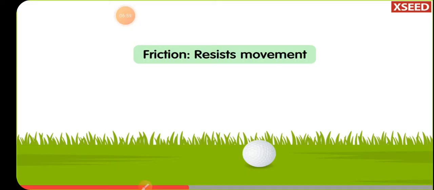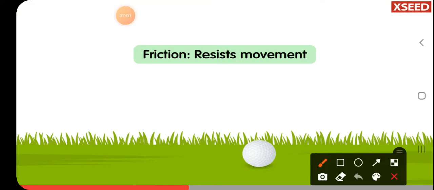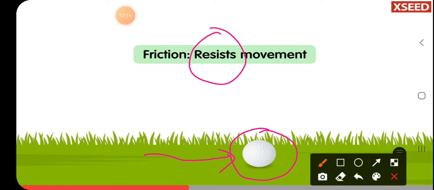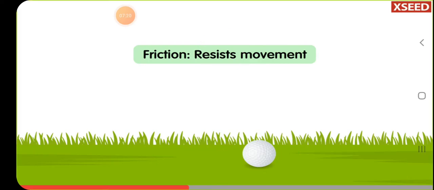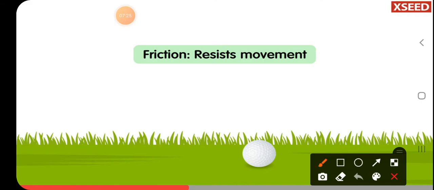In this particular case, if you observe, the ball started rolling from one place to another place, and at one particular place it stopped. That means the frictional force is not only stopping the sliding of objects, it even resists or prevents the movement of the objects. And one more thing, the frictional force always acts in the opposite direction of motion.